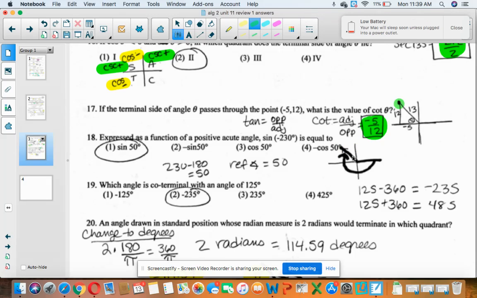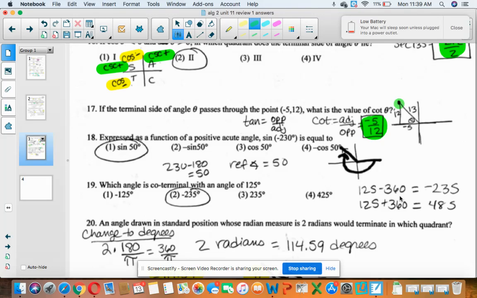But I want to know which is a function of a positive acute angle. So I add 360 and I subtract 360 from that. I'm sorry, this is for the next problem. Let me finish this one up. So this is the same thing as sine of 50 because my reference angle right here was 50 degrees. I did 230 minus 180 and that's 50 degrees. So that's number 18. This right here is for number 19.